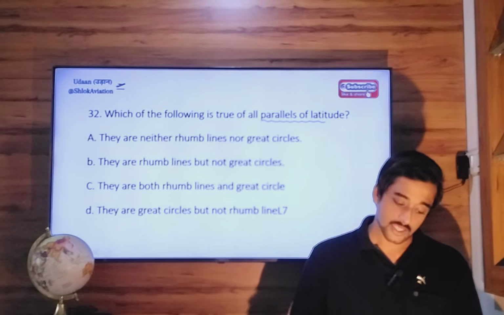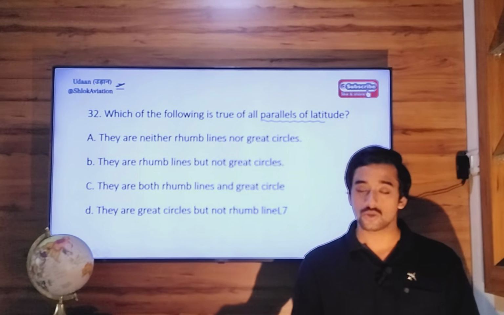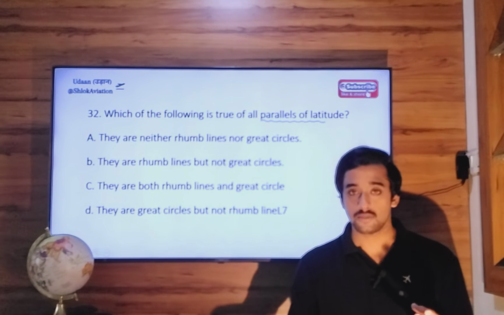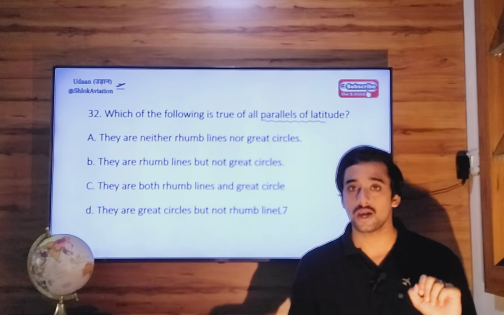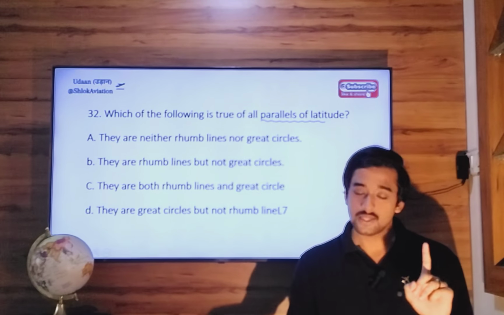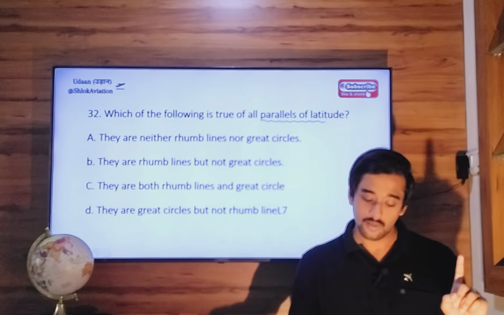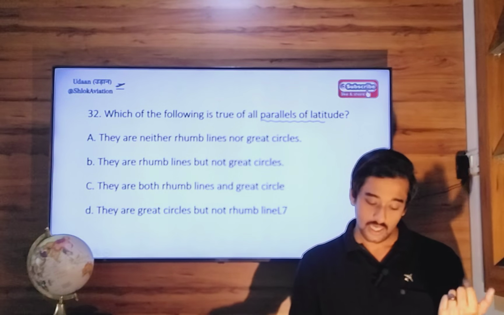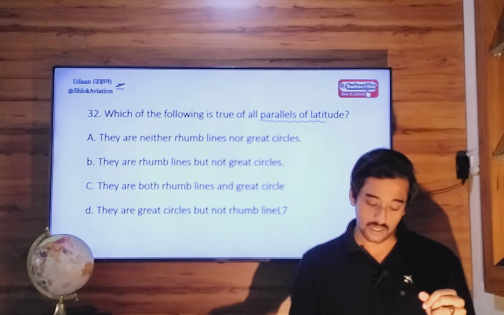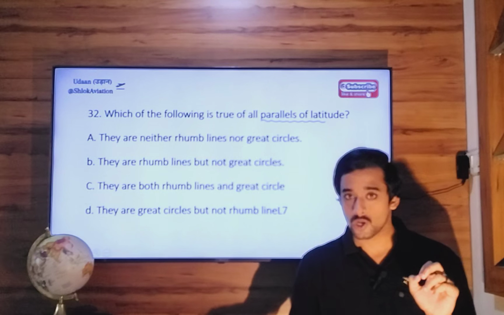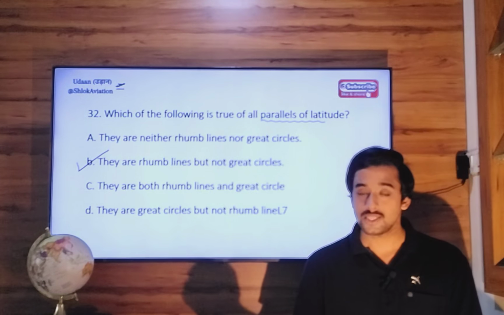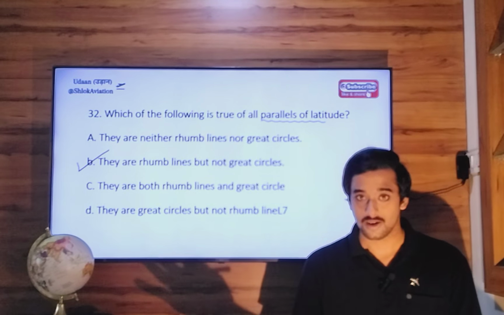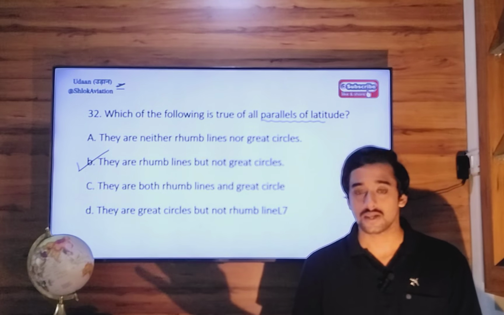Here they have asked which of the following is true of all parallels of latitude. That means what is that quality which binds all parallels of latitude together. They are neither rhumb lines nor great circles. They are rhumb lines but not great circles. They are both rhumb lines and great circles. They are great circles but not rhumb lines. So the correct answer is all parallels of latitude are rhumb lines but not great circles. The equator is the only great circle. So Bravo.